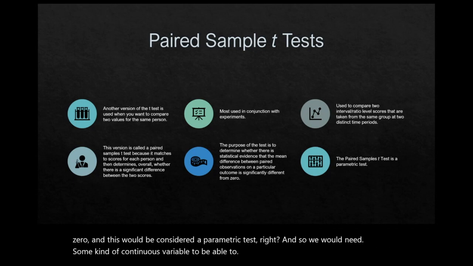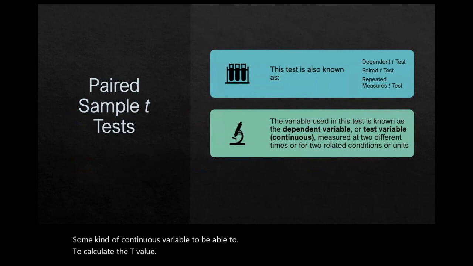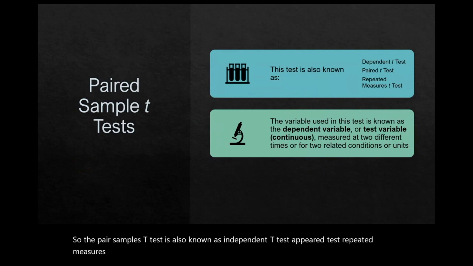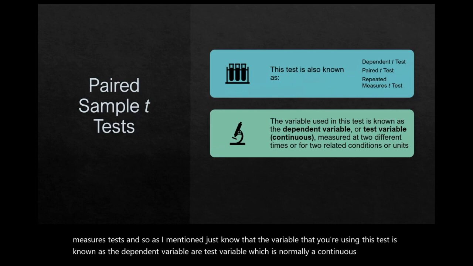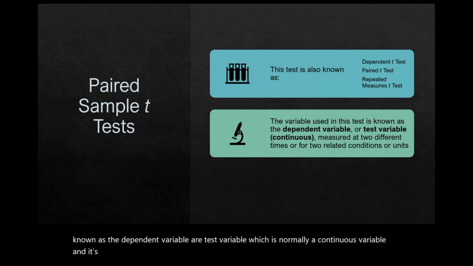And so we would need some kind of continuous variable to be able to calculate the t-value. So the paired samples t-test is also known as a dependent t-test, the paired test, the repeated measures test. And so, as I mentioned just now, the variable that you use in this test is known as a dependent variable or test variable, which is normally a continuous variable, and it's normally measured at two different times, or you use two related conditions or units.